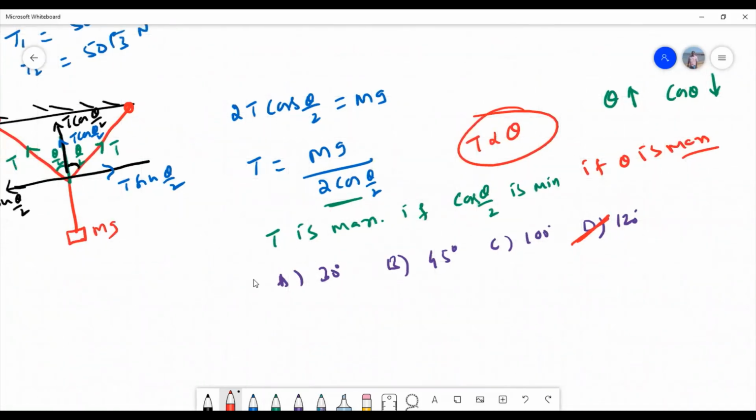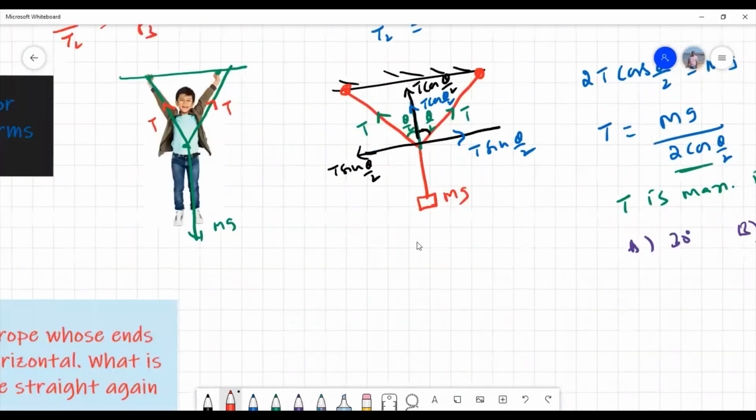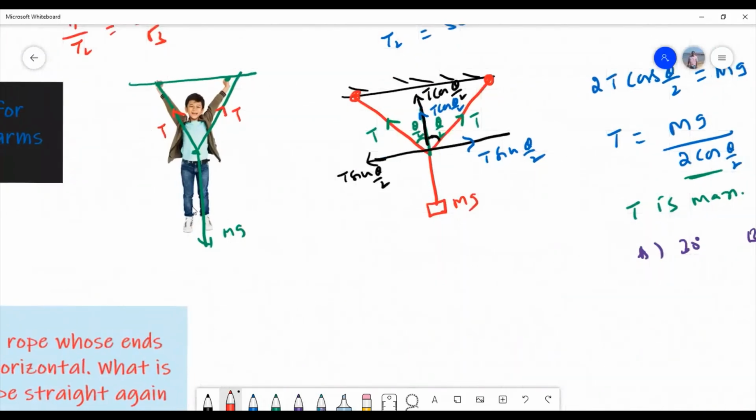That's why we are not comfortable hanging like this. If we keep the two hands parallel, that means by decreasing the angle between the two, he can hold for more time. Suppose the hands of the boy are like this, he can hold for more time.